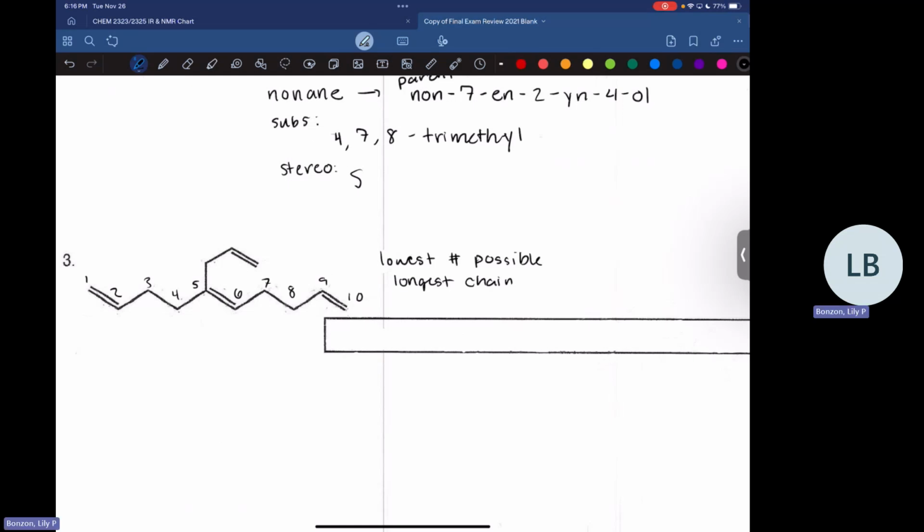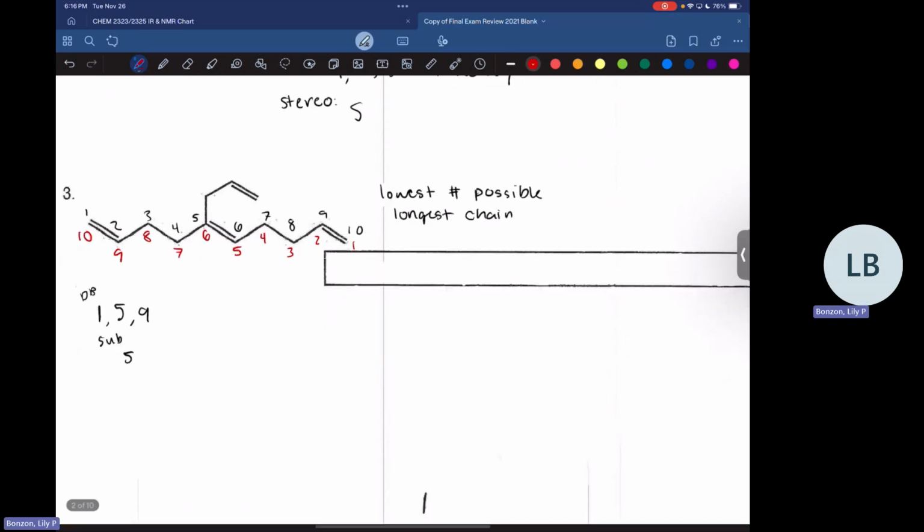And then just for good measure, I'm going to number backwards as well, because this one's a little bit trickier to see, so I want to make sure that I get the right numbers. So if we go across in black, going from left to right, we'll get our double bond starting at carbon 1. We have another double bond starting at carbon 5, and we have another double bond on that main chain at carbon 9. And then we have a substituent at carbon 5.